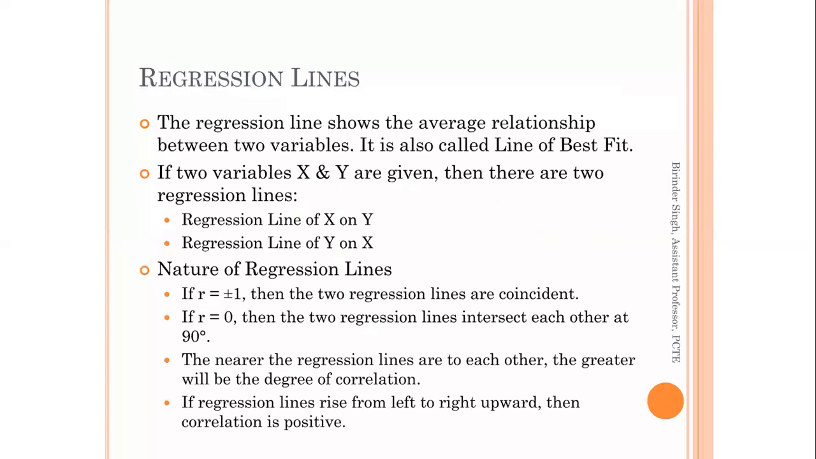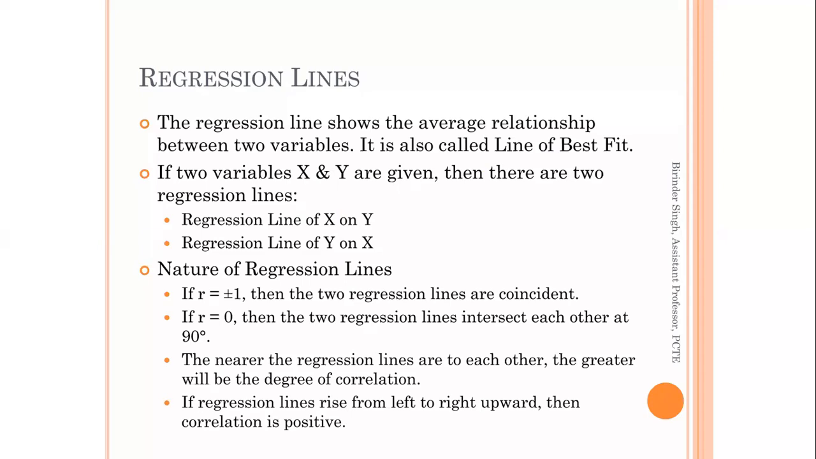In regression, we try to find what are called regression lines. So what are regression lines? A regression line shows the average relationship between two variables, that is between x and y. It is also called the line of best fit. If two variables x and y are given, then there are two regression equations or lines. One is the regression line of x on y, and the other one is the regression line of y on x.